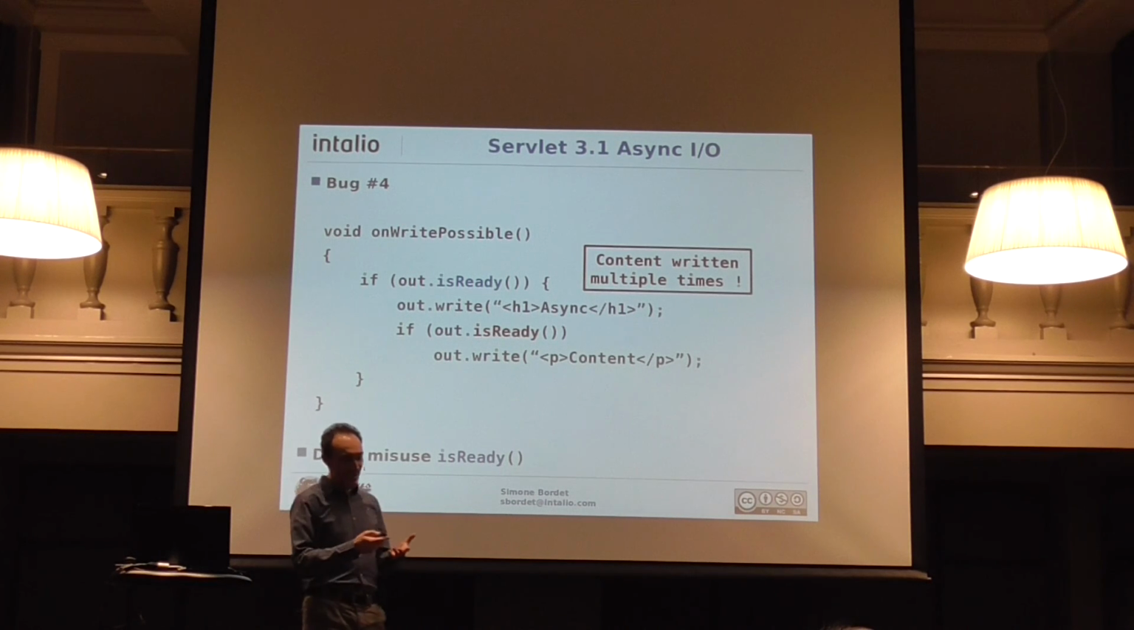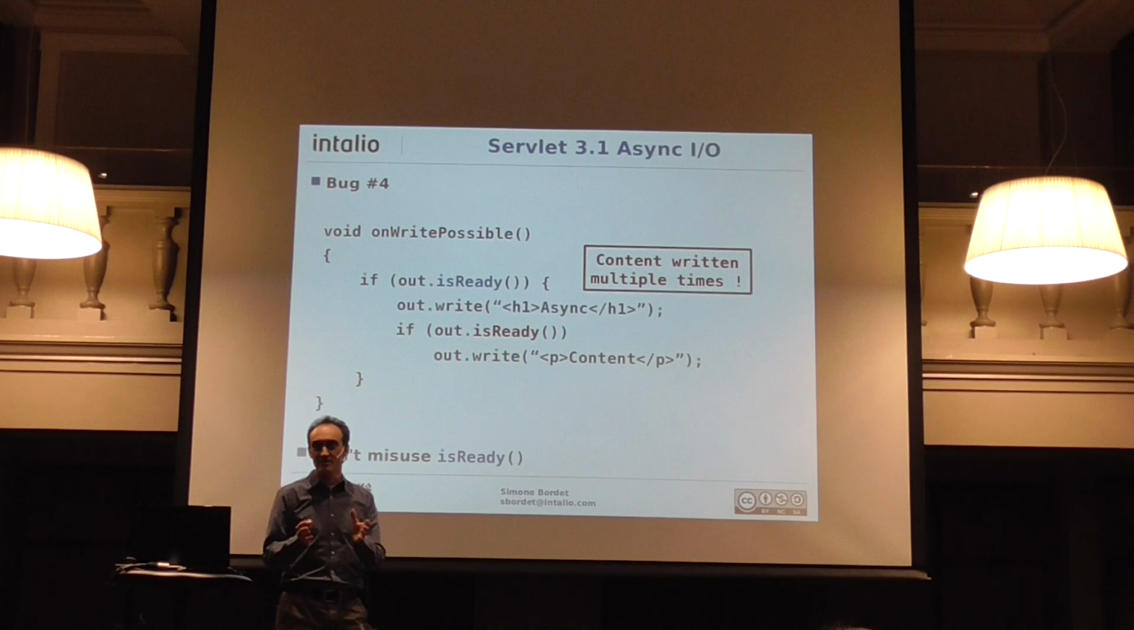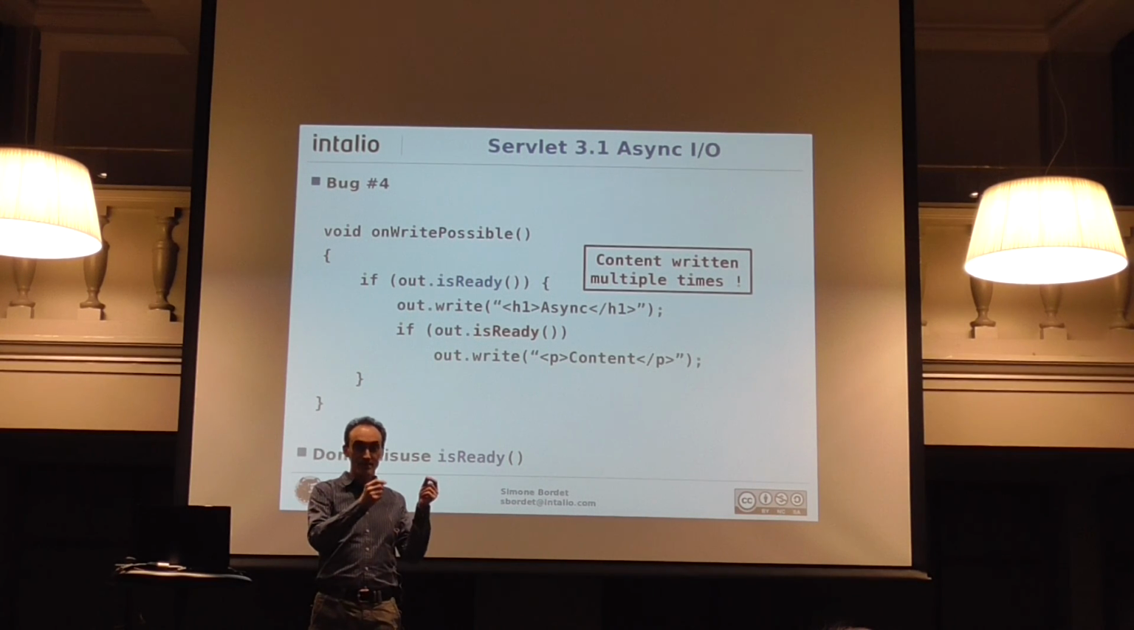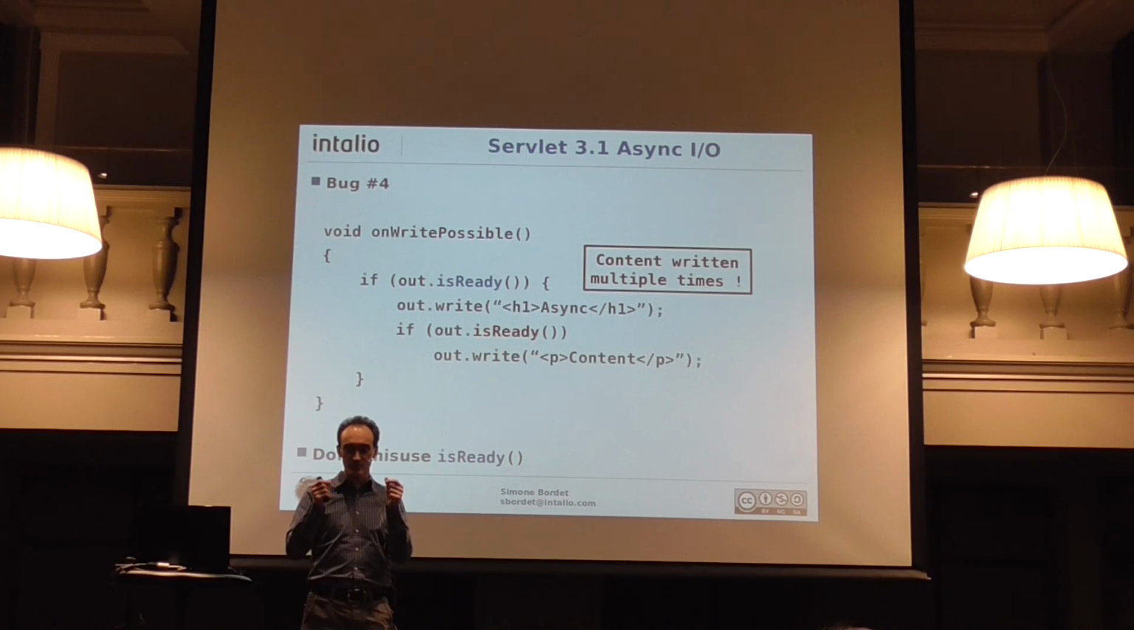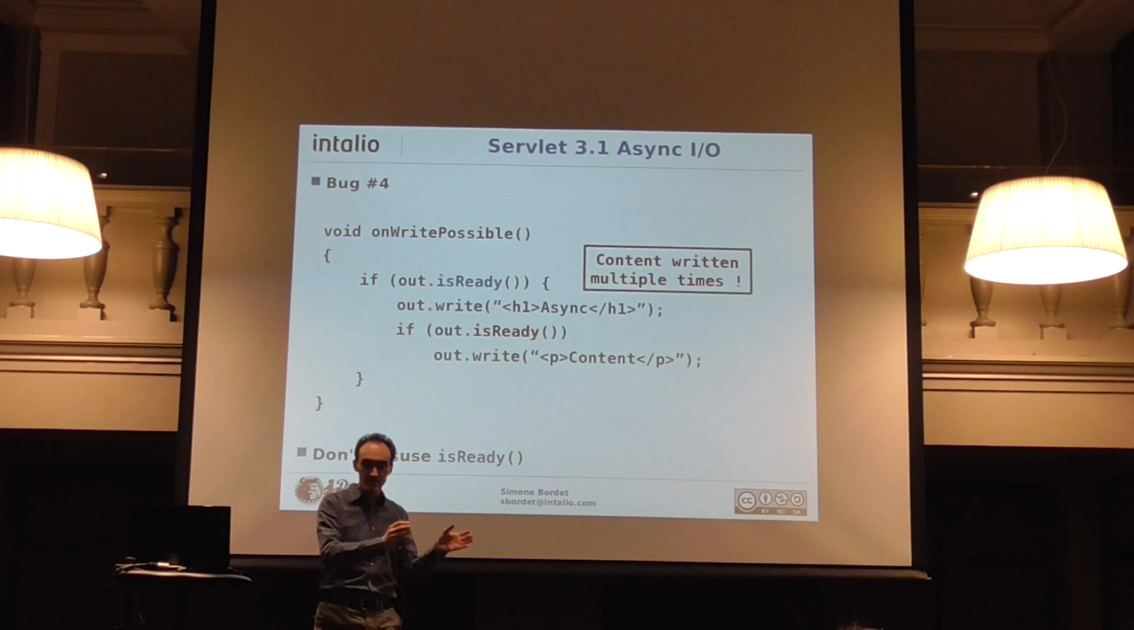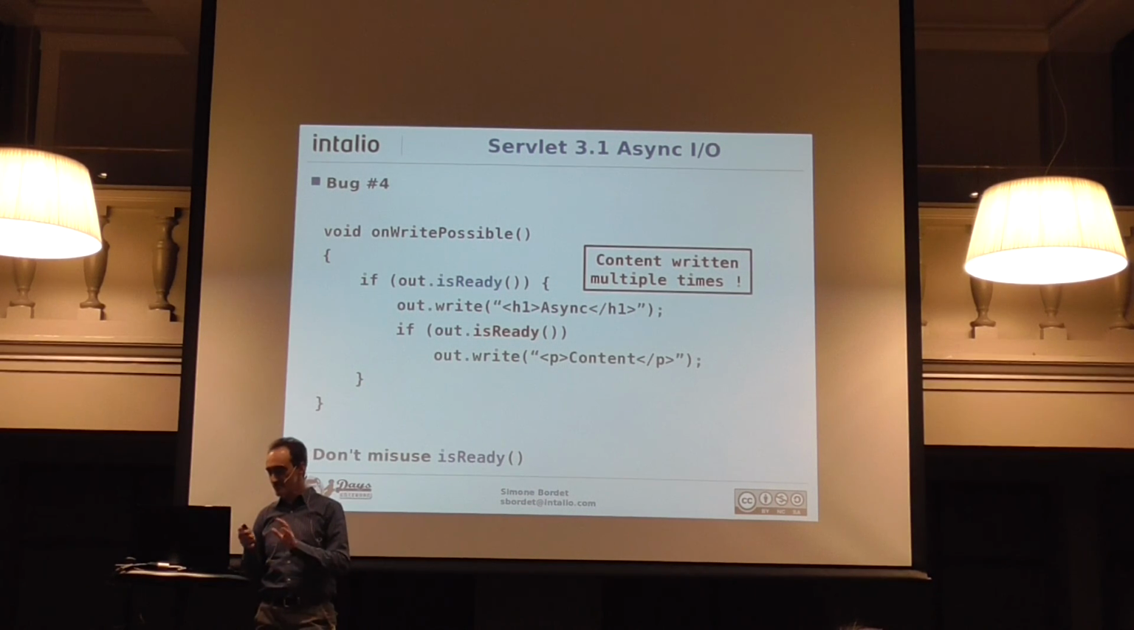I mean, the pattern that comes out here is you gotta go with a loop where you call isReady, and then you gotta do one single write inside that loop. If you do multiple writes, you get it wrong. You write content multiple times. So that's the pattern. isReady, one write. That's it.